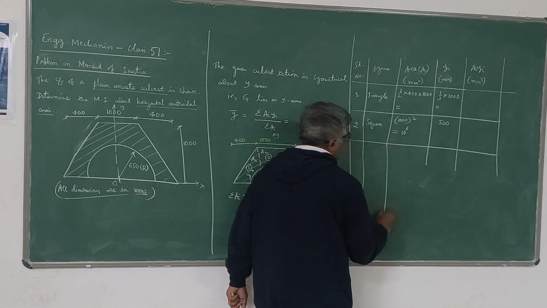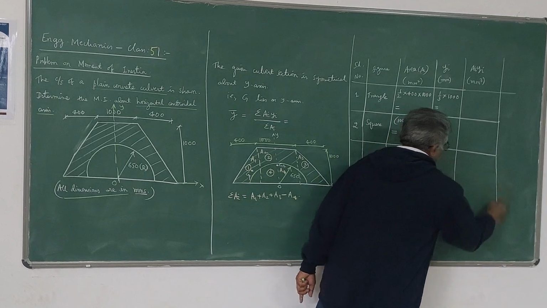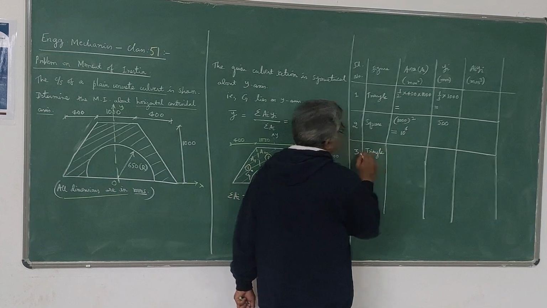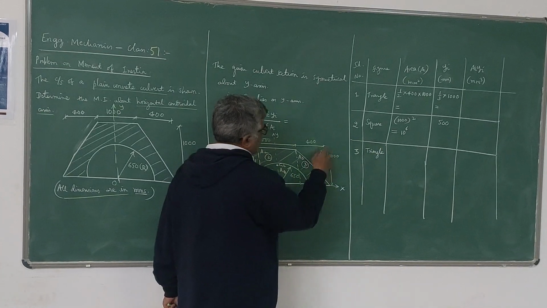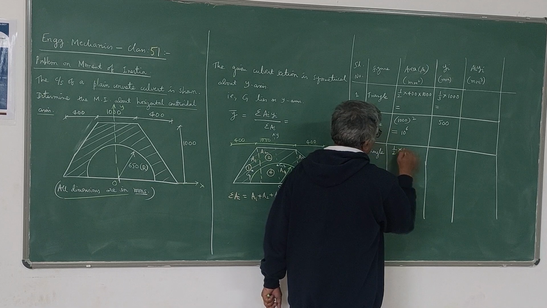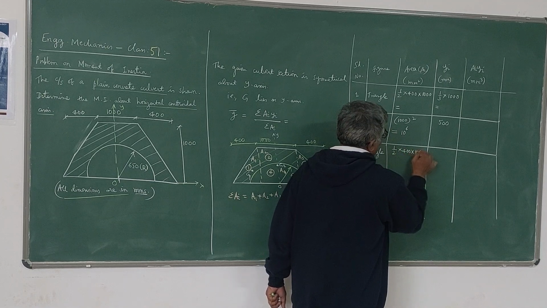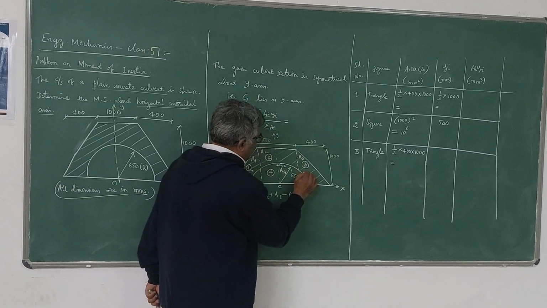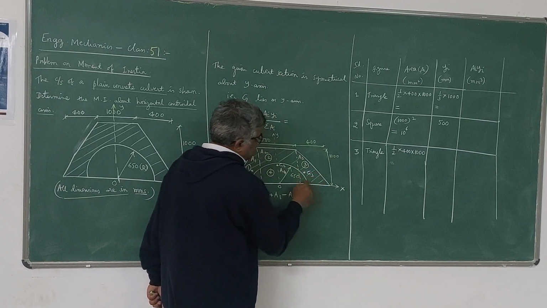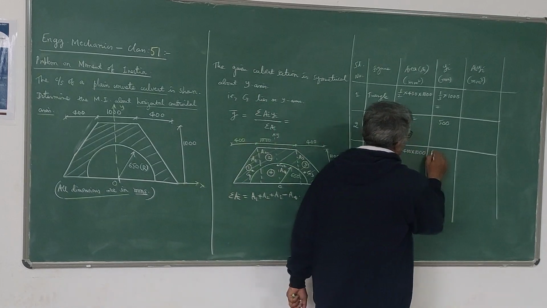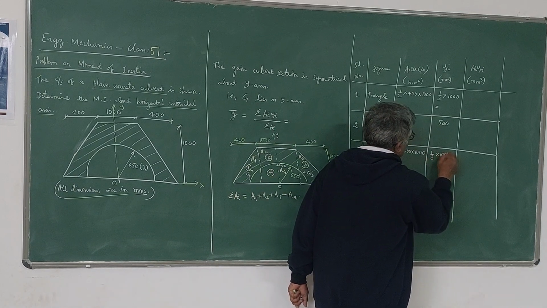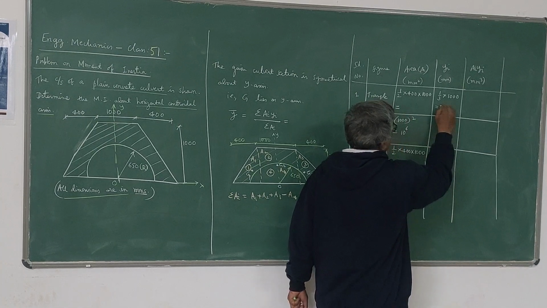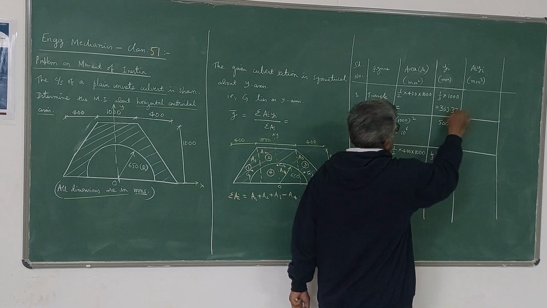Then the third one is once again a triangle, whose area is the same as the first triangle area: half into 400 into 1000. Then the distance of the centroid of this, d3 by day, is 1/3 of 1000. That is also the same, 1/3 of 1000, which is 333.33. Here also it is 333.33.